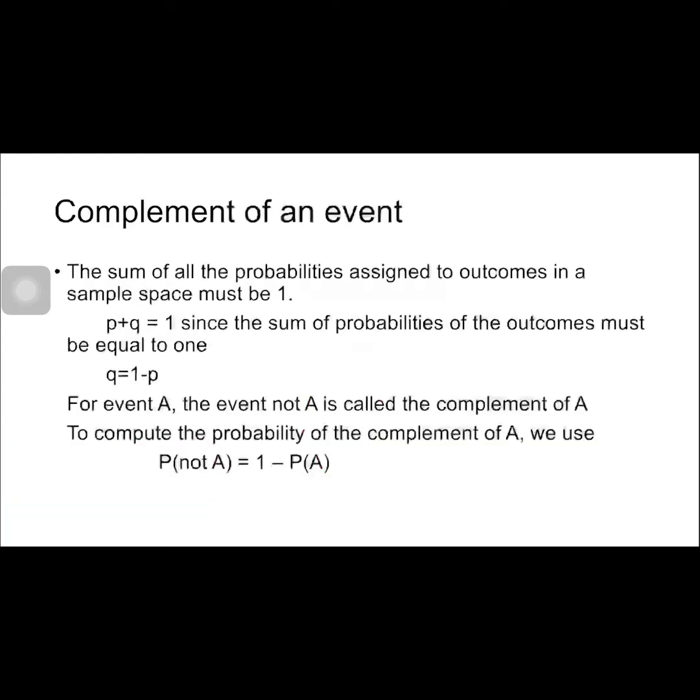Next, the complement of an event. The sum of all probabilities assigned to outcomes in a sample space must be 1. There is no probability greater than 1. So we have here P plus Q is equal to 1, where P is the probability of success and Q is the probability of failure. P plus Q is equal to 1 since the sum of probabilities of outcomes must be equal to 1. So if P plus Q is equal to 1, then Q is equal to 1 minus P. And P is equal to 1 minus Q.